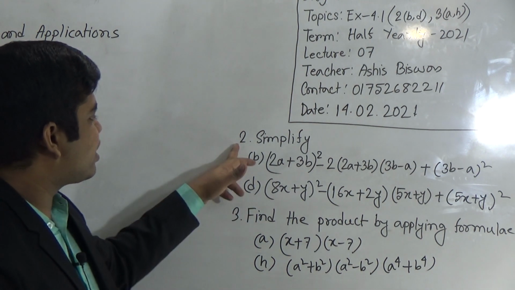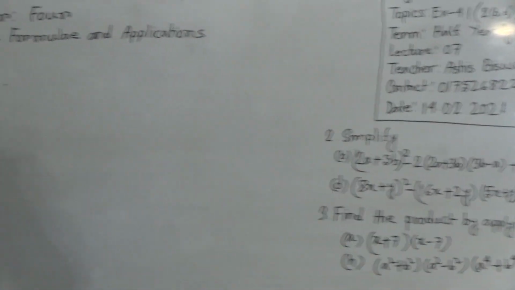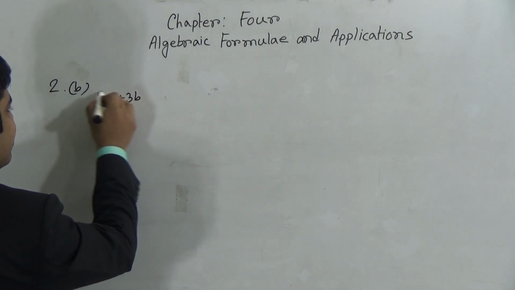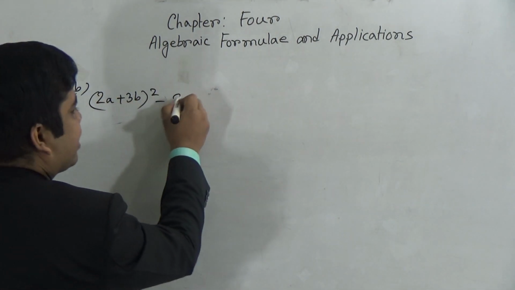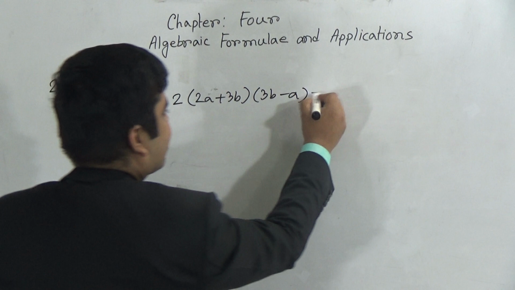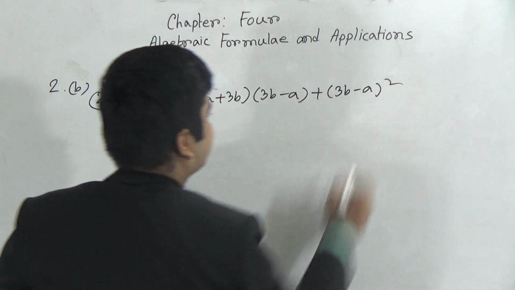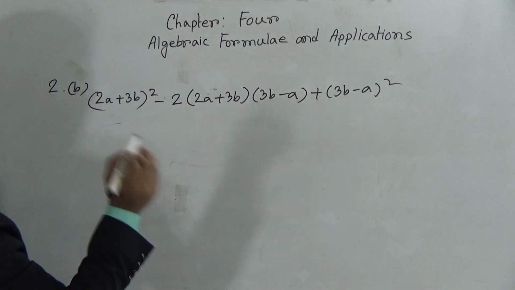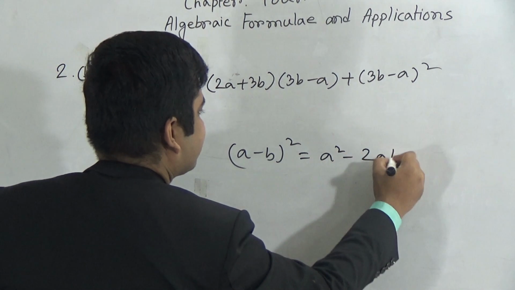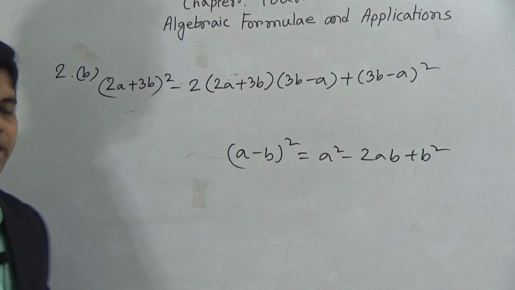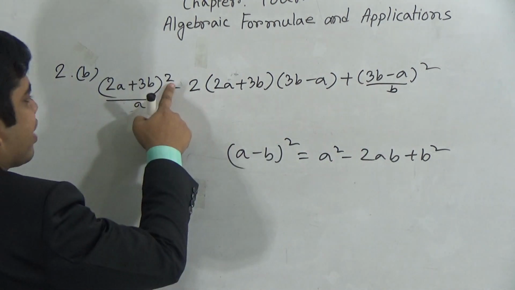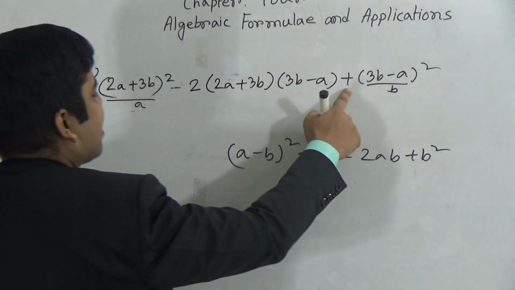At first we shall solve question number 2. Here it is (2a + 3b) whole square minus 2 into (2a + 3b) into (3b minus a) plus (3b minus a) whole square. So my dear students, please notice we have already learned a formula: (a minus b) whole square equals a square minus 2ab plus b square. Please notice this is a and this is b.